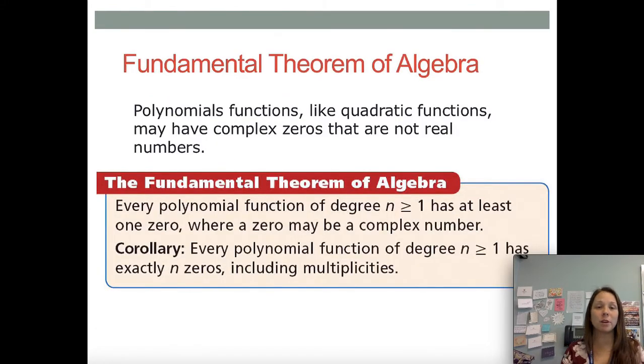The fundamental theorem of algebra says that every polynomial function has at least one zero, where a zero may be a complex number. The corollary of that says each polynomial function of degree n has exactly that many zeros as the degree, including multiplicities. And this is something that we've actually already been using and applying in our last example problems.